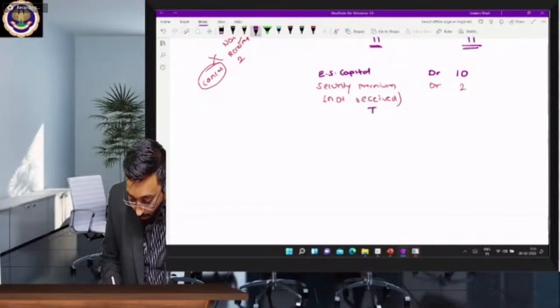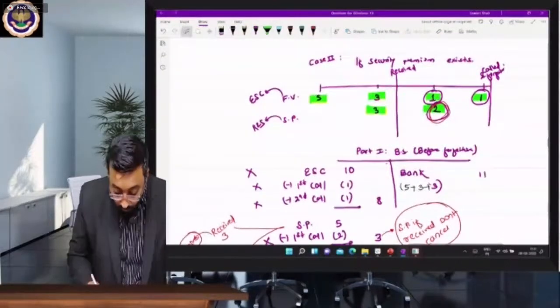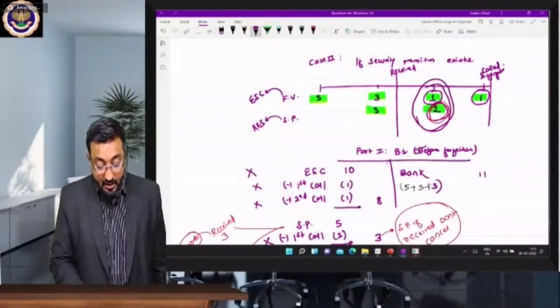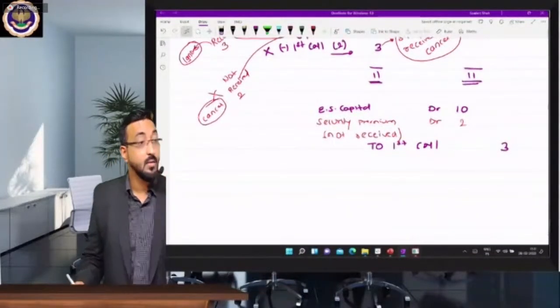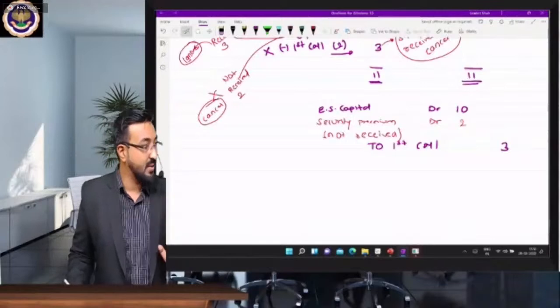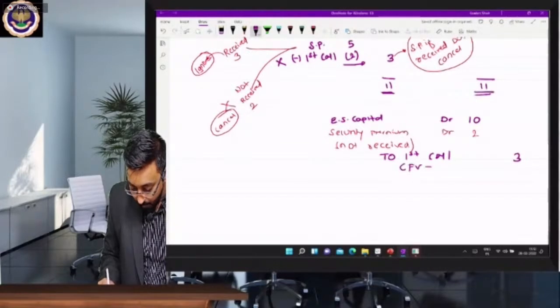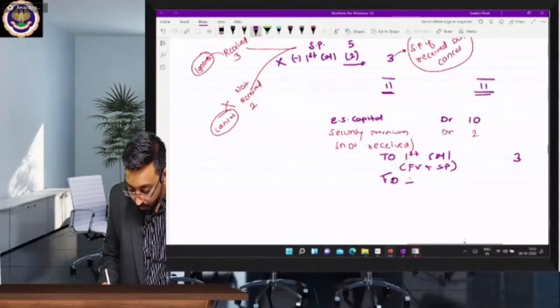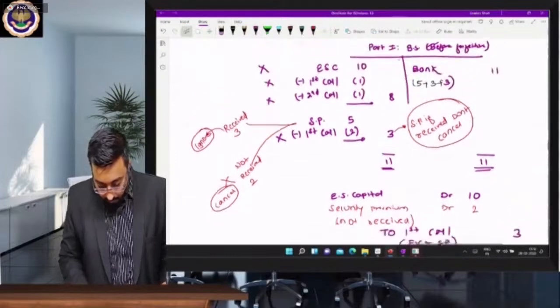To first call, beta, including security premium, 1 plus 2. First call, you haven't received both face value and security premium. The call consists of both face value and security premium, and if you haven't received it, you have to cancel it: face value plus security premium. To second call, in my example, beta, it is only to second call 1.